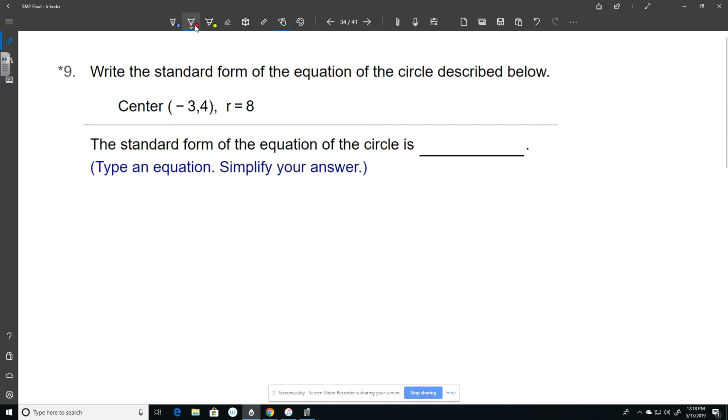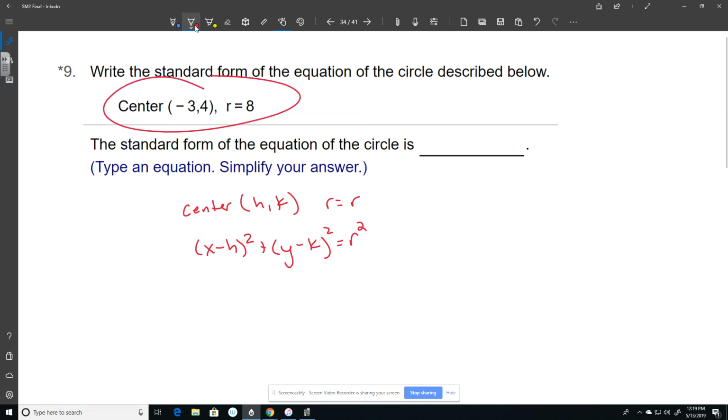So number 9 on the review wants you to write the standard equation of a circle. And remember, with center h comma k and radius r, the equation of a circle goes x minus h squared, don't forget the squared, plus y minus k squared is equal to r squared. I don't even make you find those numbers in this problem. I give them all to you right there. So all you have to do is plug them in the right place.